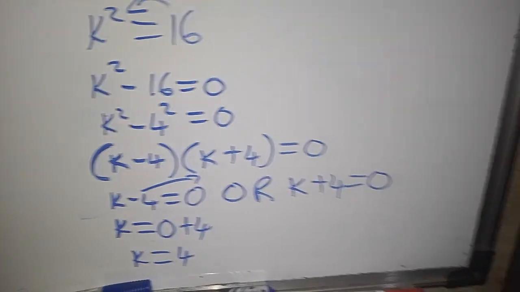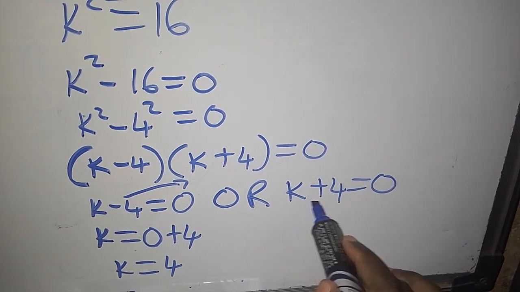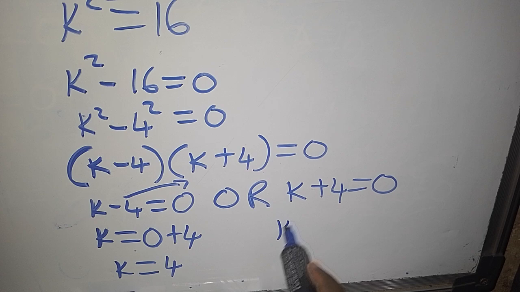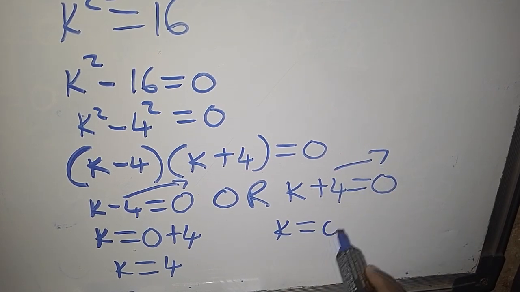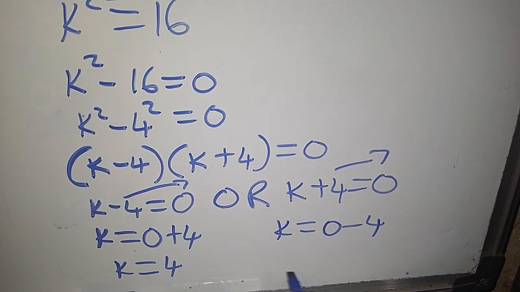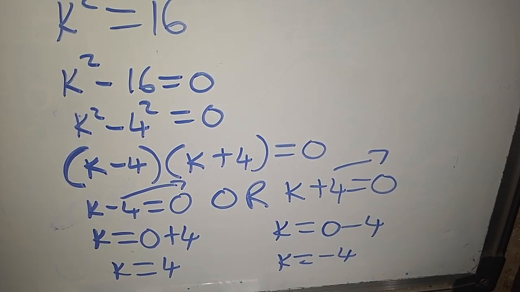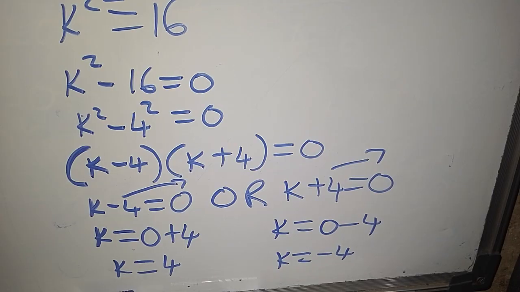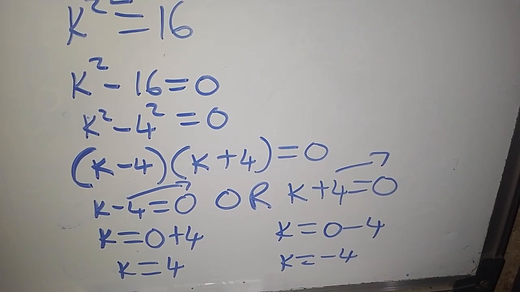Let's solve this side now. From here, we can see that we have k plus 4 equals 0. So k will be maintained, then 4 goes to that side, I have 0 minus 4. So my k will be negative 4. I know that k is equal to negative 4. This is the first method. Let's look at the second one.